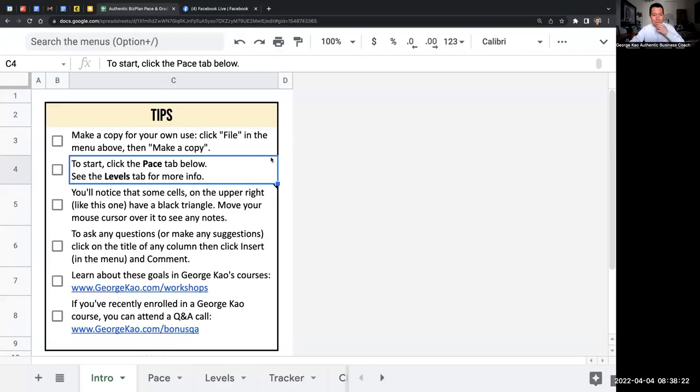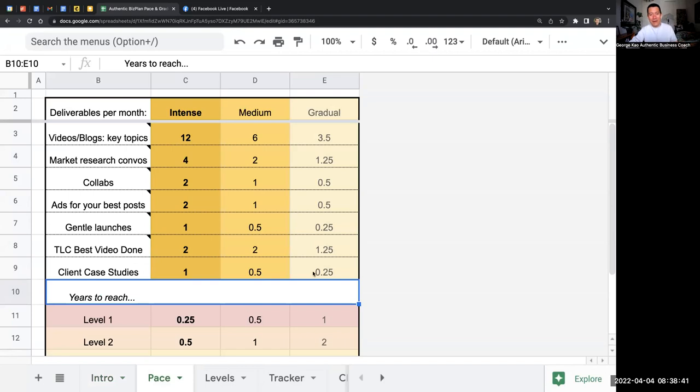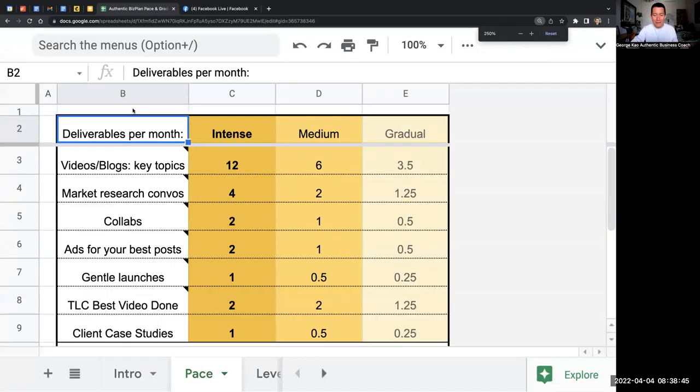All right, so this spreadsheet, the link will be in the notes above or below the video, wherever you're watching this. This is the intro tab. Somewhere to the right of the intro tab, there is a pace tab. Let's go ahead and take a look at that first. So when we click on pace, what is this? Let me just make this a little bit bigger here. Okay, so let's talk this through.